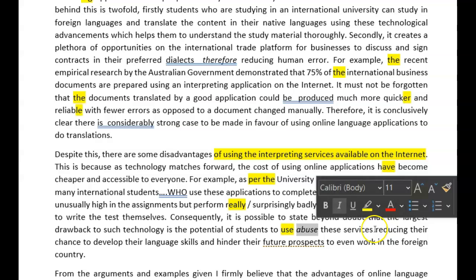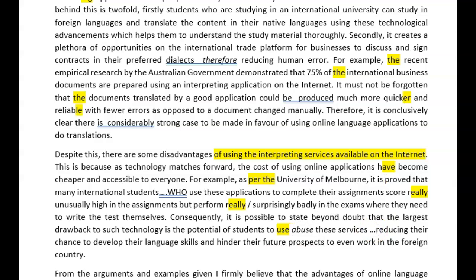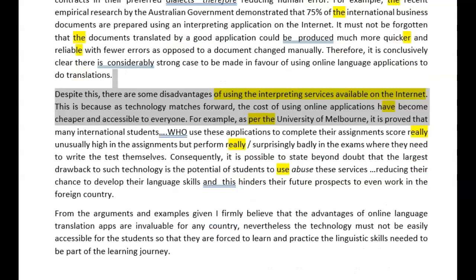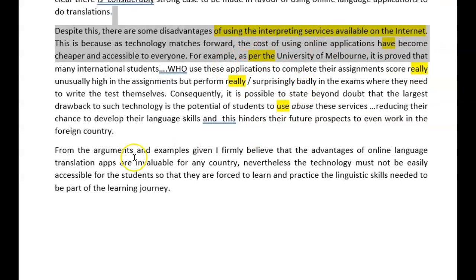Therefore, again, reducing their chances to develop their language skills and hinder their future. Yeah, so develop language skills, and this hinders. You need to have this hinders their future prospects to work. Yeah, really good. Again, very nice, intelligent paragraph. It's reading very well there. Just picking up a few little things.